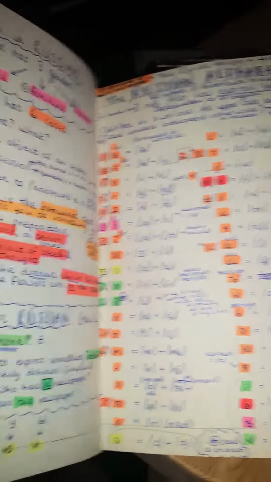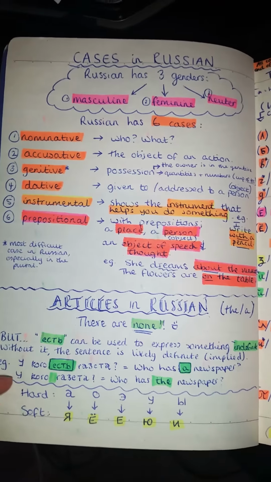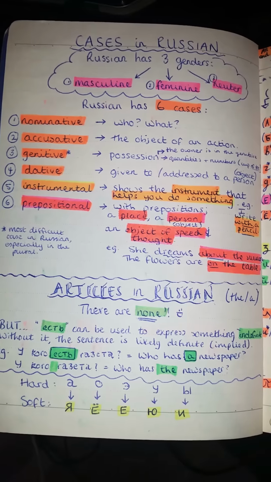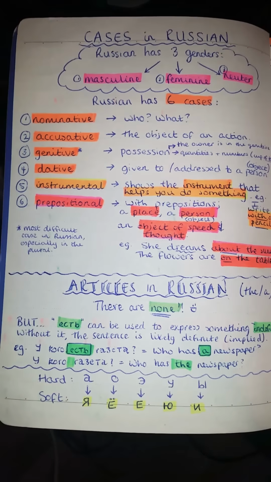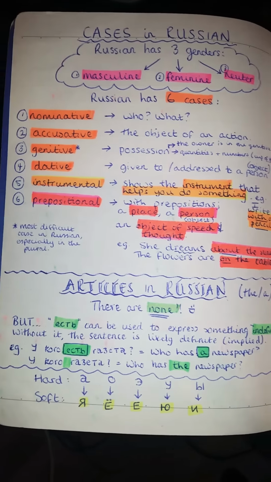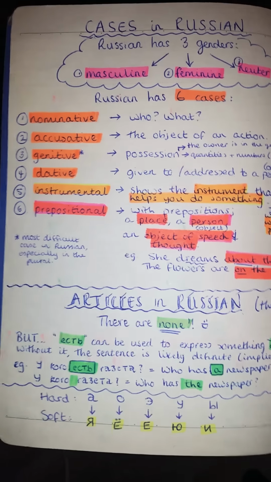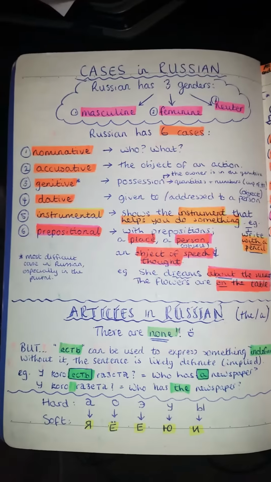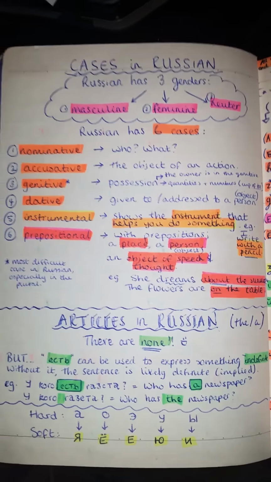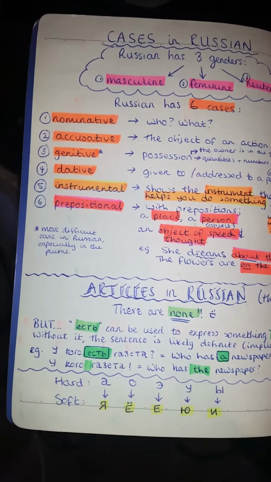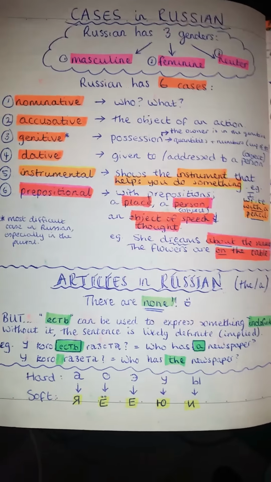So to begin with, what I do is I just get an overview. I go onto Google and I try and get an overview of the grammar in that language. So it's a good thing to know what you're kind of getting yourself into. So here, for example, it's good to know that Russian has 3 genders and 6 cases, and that there is no word for the and a.